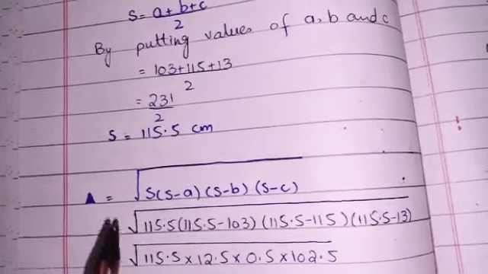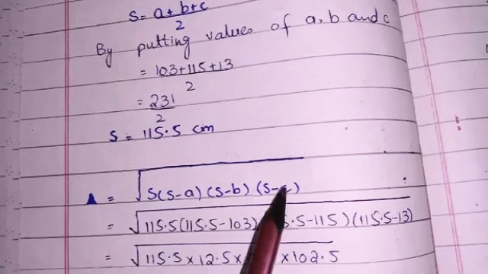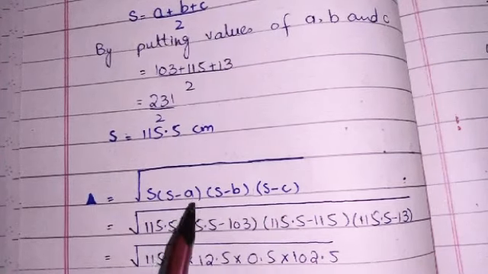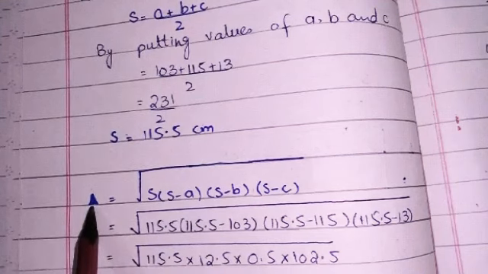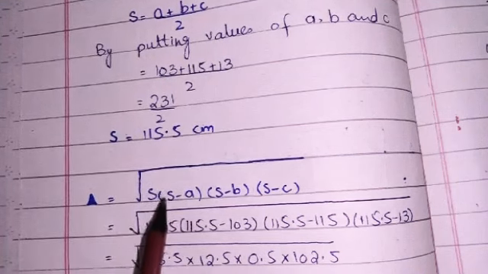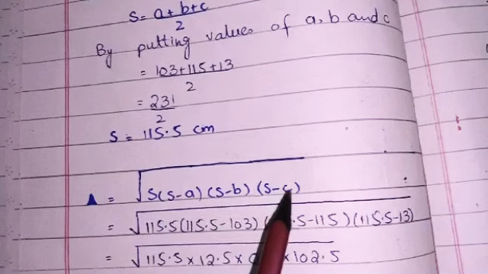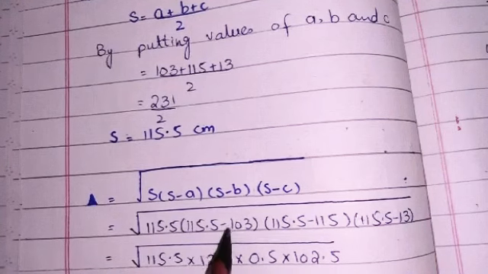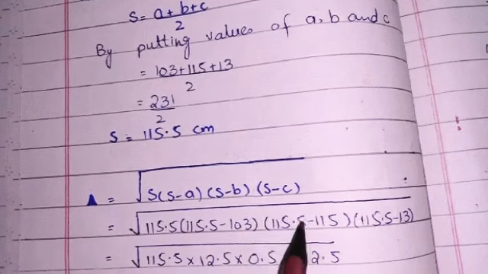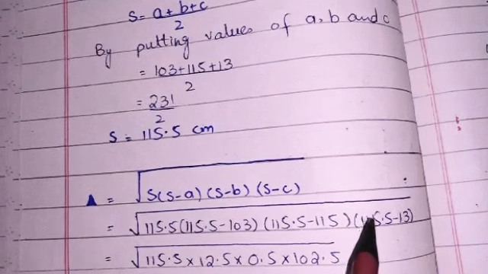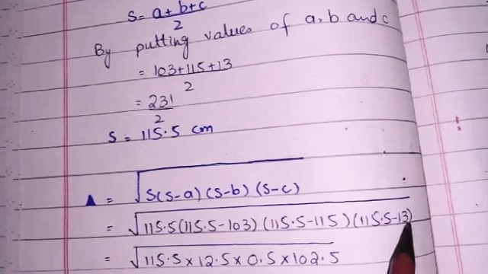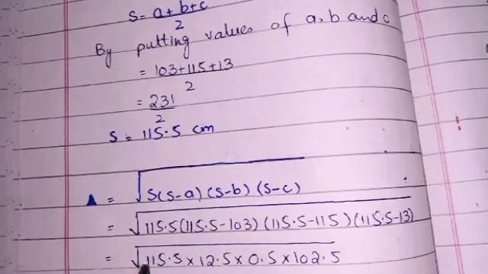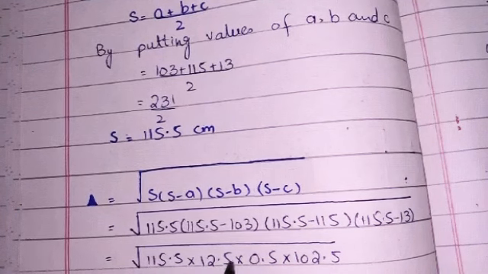Students, we have our values of S, A, B and C. So we will put all these values in the formula. Here is the formula. Area of triangle is equal to square root S into S minus A into S minus B into S minus C. Square root 115.5 into 115.5 minus 103 into 115.5 minus 115 into 115.5 minus 30. After the subtraction, we got the numbers 115.5 as it is into 12.5 into 0.5 into 102.5.